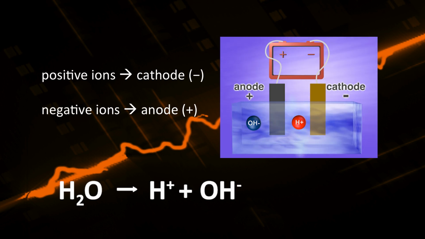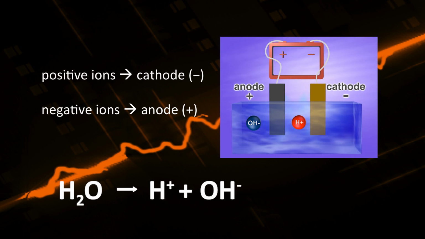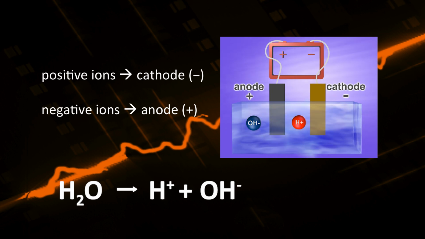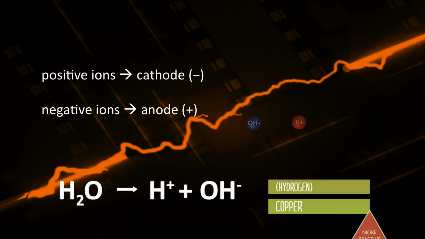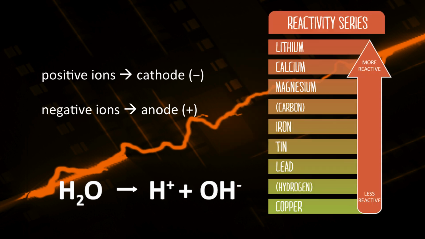The products formed depend on the reactivity of the elements concerned. The ions of the element with the lowest reactivity forms atoms first. So in a mixture containing iron and copper ions, copper is produced as it's less reactive.